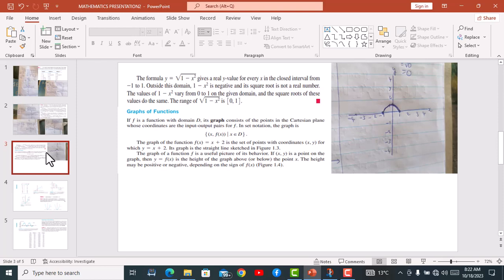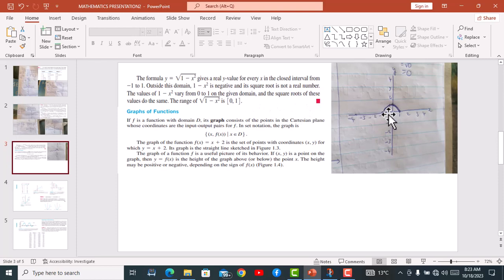The formula y equals the square root of 1 minus x squared gives the real y values for every x in the closed interval from -1 to 1. I've explained. Outside this domain, 1 minus x squared is negative and its square root is not a real number. The value of 1 minus x squared varies from 0 to 1 on the given domain. This is true. It varies from 0 to 1.